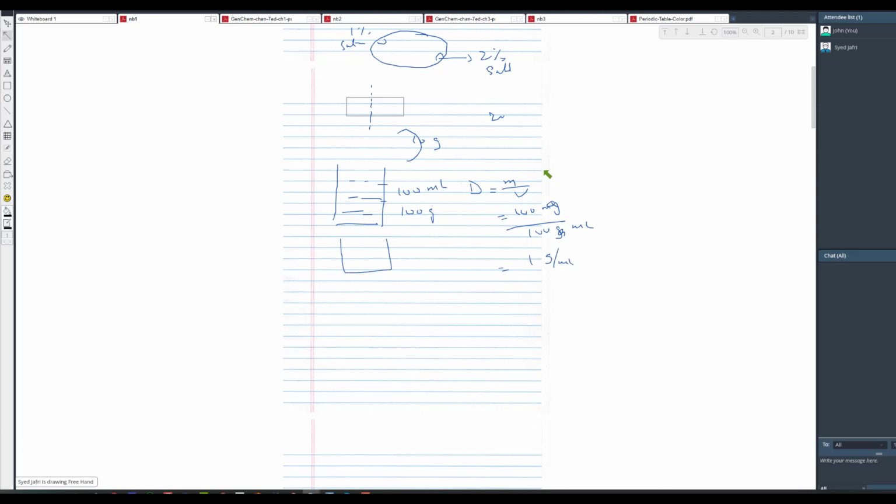Now suppose I am taking half quantity of the water. Now I have 50 gram, but the volume is also going to be half, 50 ml. What will be the density now? It's 1 gram per ml, the same thing. So by reducing the quantity, the density does not change. So it's an intensive property. Is it clear? Yes.